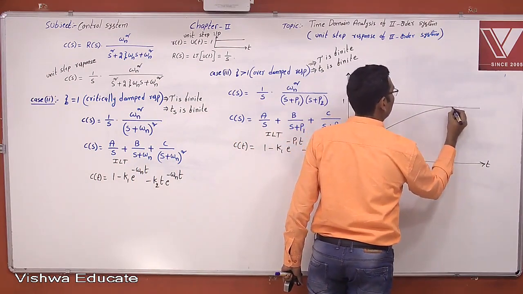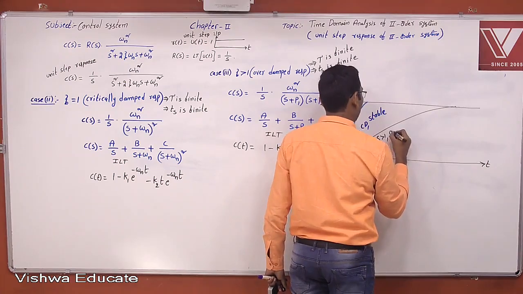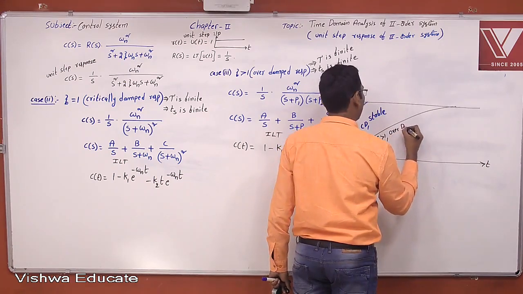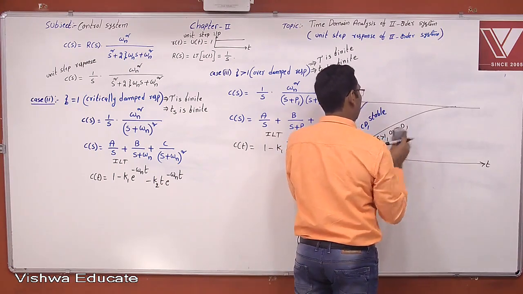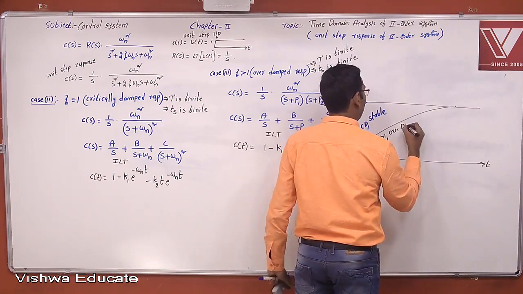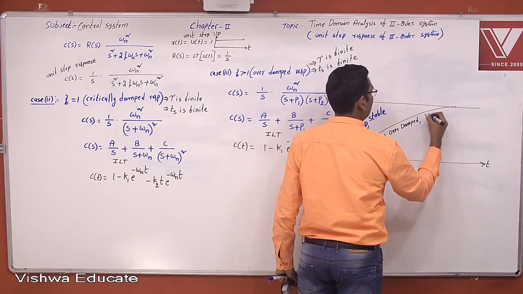Now delta greater than 1, this is the overdamped response, and the system is stable.